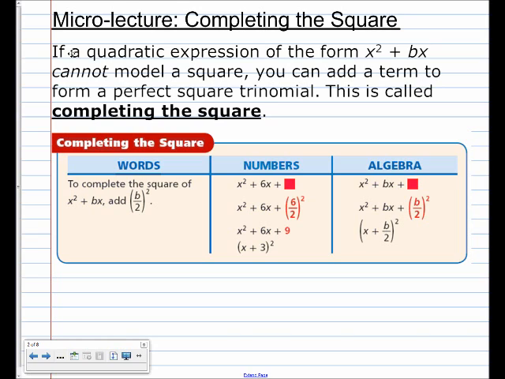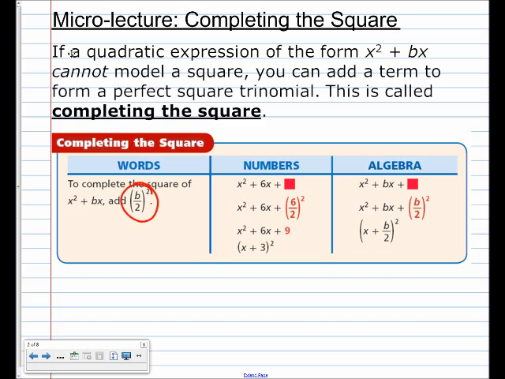All right, so we're going to start in this micro lecture by just looking at a skill that's going to help us actually complete the square. And then once we complete the square, you're going to see how we're going to use factoring ultimately to solve a quadratic. All right, so if you look at this slide here, we are going to ultimately add b over 2 squared in order to complete the square. So that's the whole point of completing the square.